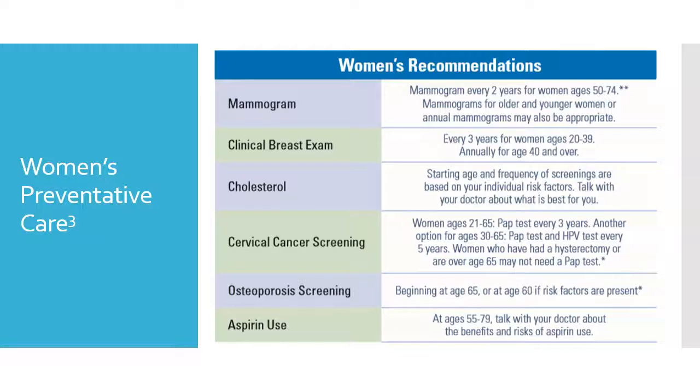According to USPSTF, anemia screenings are only recommended as routine screening in asymptomatic pregnant women, but not women who are not pregnant. This would be coded under the Z13.0, encounter for screening for diseases of the blood and blood-forming organs and certain disorders involving the immune mechanism.